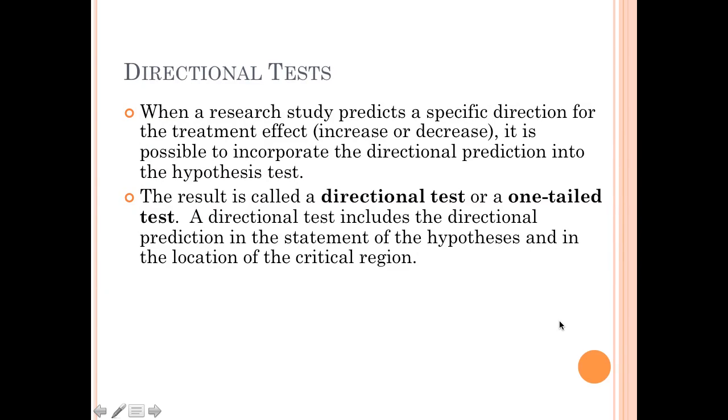Directional tests. When a research study predicts a specific direction for the treatment effect, increase or decrease, it's possible to incorporate the directional prediction into the hypothesis test. The result is called a directional test or a one-tailed test. A directional test includes the directional prediction in the statement of the hypotheses and in the location of the critical region.